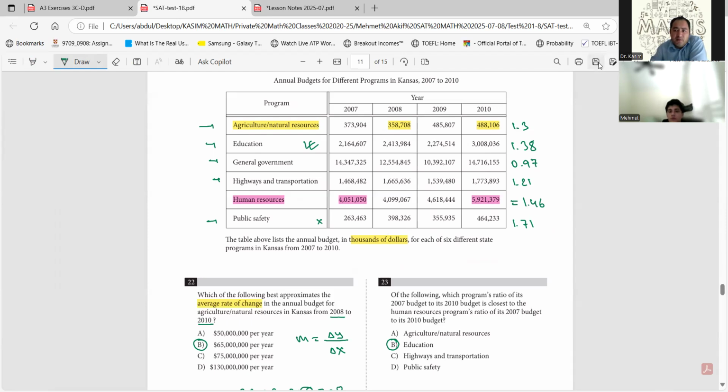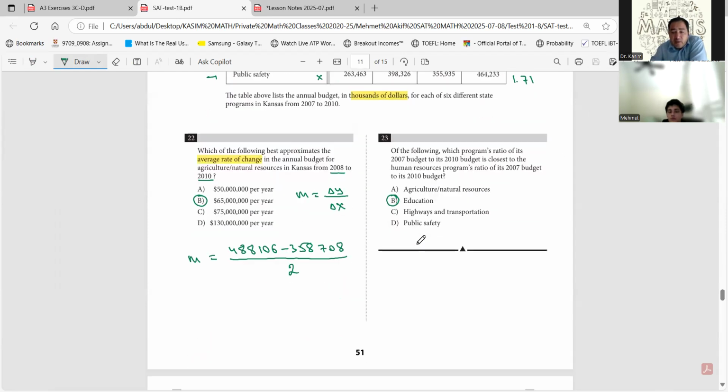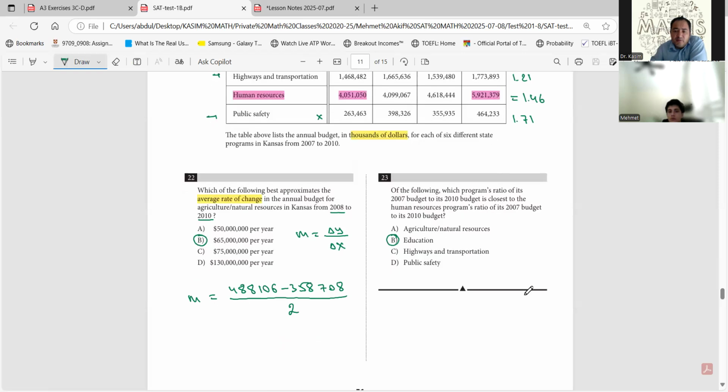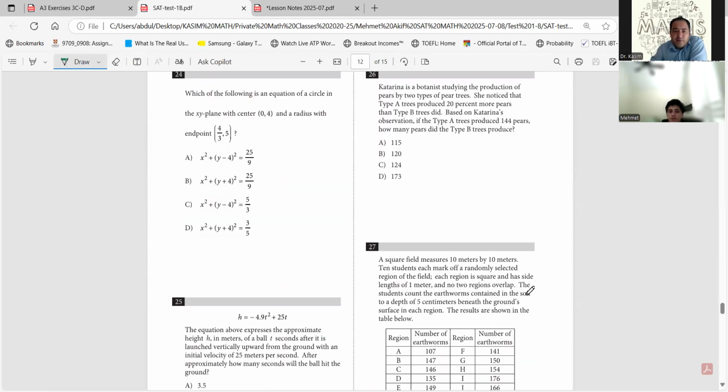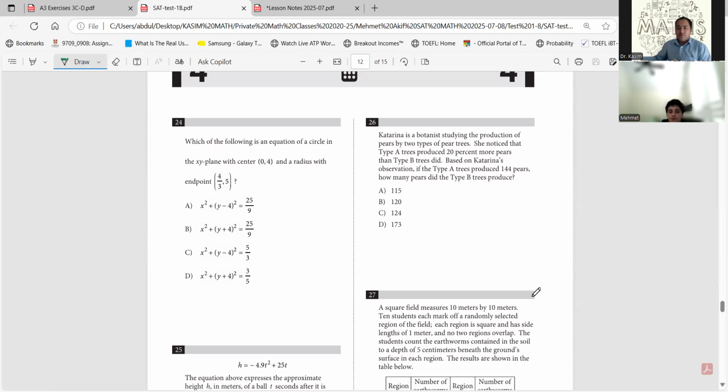Maybe. Okay. But the worst method is just to calculate one by one and compare, and you get your answer. Okay. Let's do the last question and finish the plus.